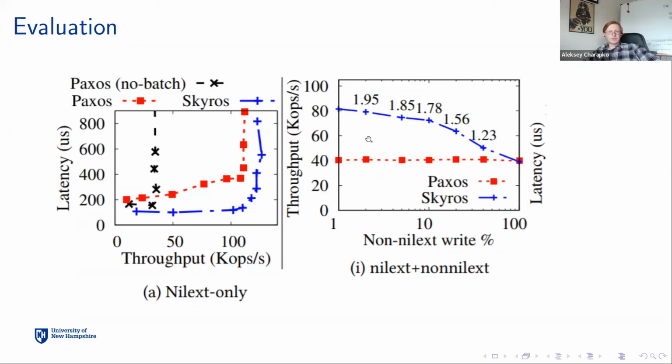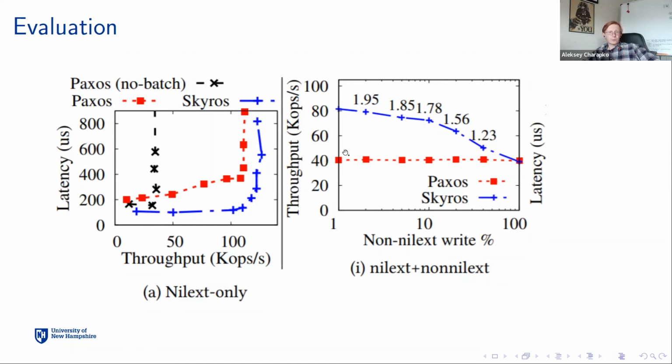So they claim that in the worst case scenario, when all operations are non-Nil-External, Skirus degrades down to the throughput level of multi-Paxos. But in the best case scenarios, it's almost twice, like 1.95 here. So I guess about 2 times the throughput. What confused me is why the multi-Paxos throughput here is 40K ops per second, whereas here they managed to reach about 100. I'm not entirely sure. And I think this latency is from a different figure. I miscut the figure from the paper.